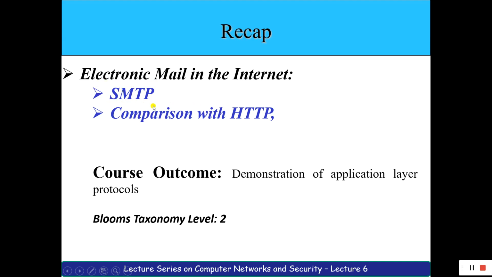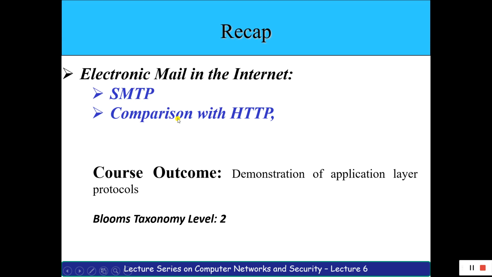SMTP actually acts between mail servers. There are two mail servers whenever you are sending an electronic mail. One mail server acts like a sender and one more mail server acts like a receiver. The mail server that is sending, we consider as the client, and the mail server that is receiving, we consider as the server. So SMTP is always a push protocol.